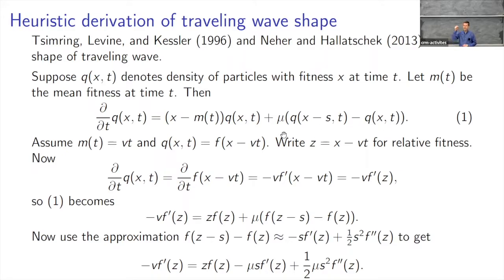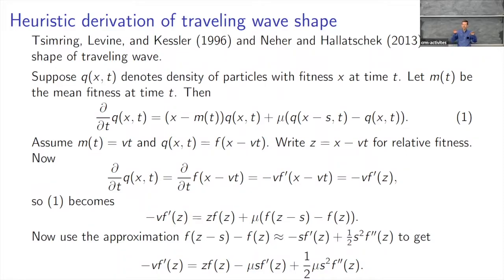We are gaining individuals with fitness x at rate mu times q(x minus s, t), because each individual with fitness x minus s is acquiring at rate mu a mutation that will increase its fitness by s. And then we're also losing individuals with fitness x at rate mu times q(x,t).